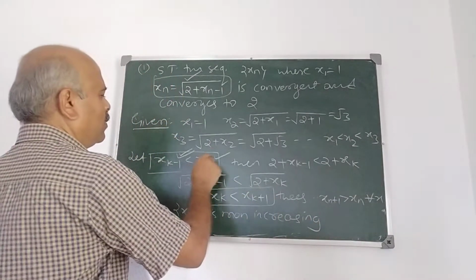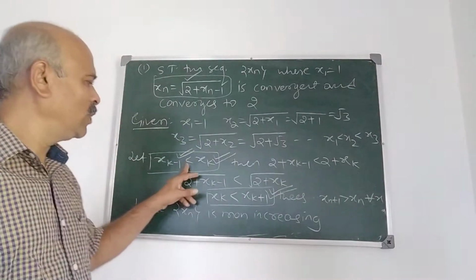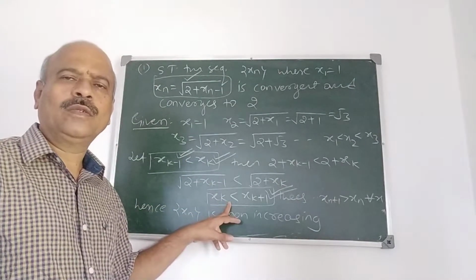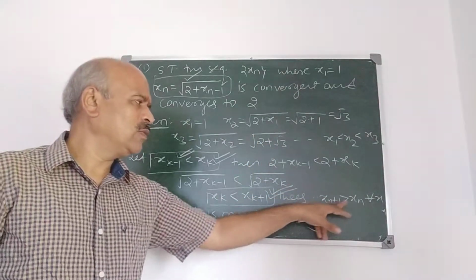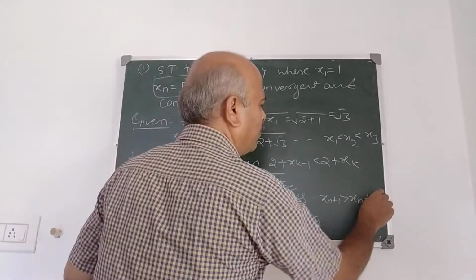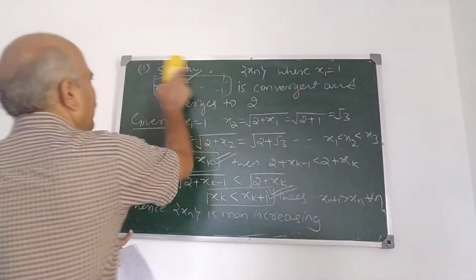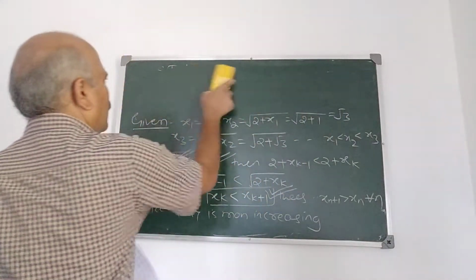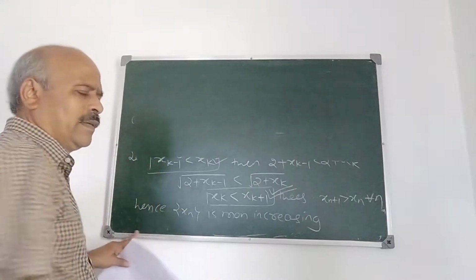So in this type of problem, it is important that after assuming it is true for k minus 1, we prove that it is true for k also. This is called mathematical induction. So xn plus 1 is greater than xn for all n, so xn is monotonically increasing. First part: we have proved that xn is monotonically increasing.